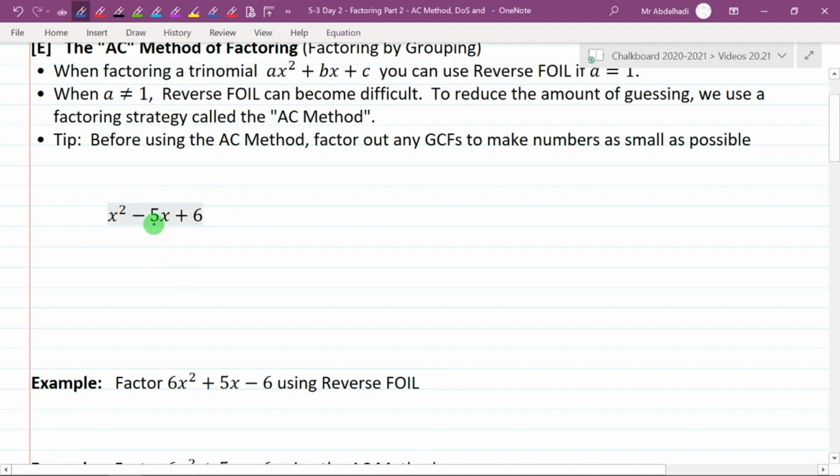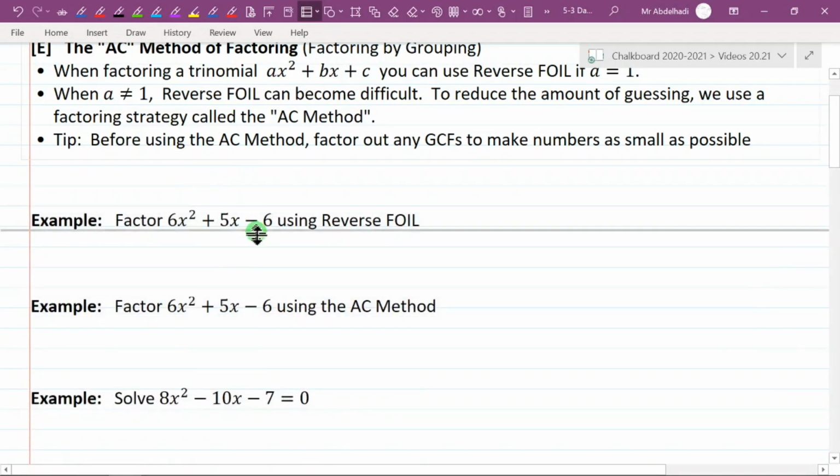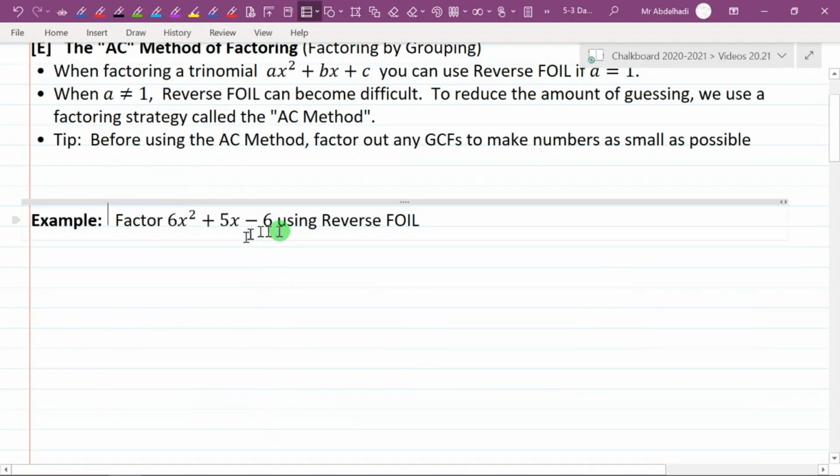If you have any other number in front of your x squared, then you want to use this next thing I'm going to show you. It's called the AC method. The AC method basically changes your trinomial into 4 terms, and then you can use something called factoring by grouping.